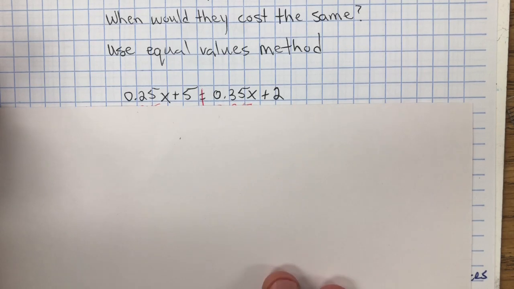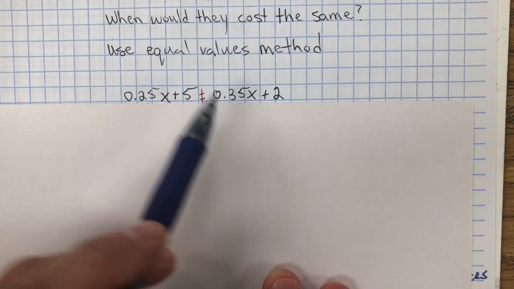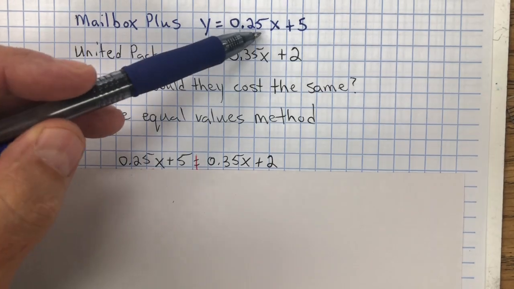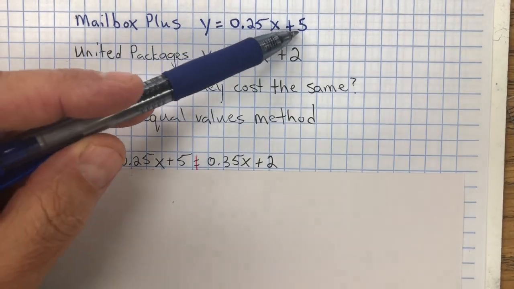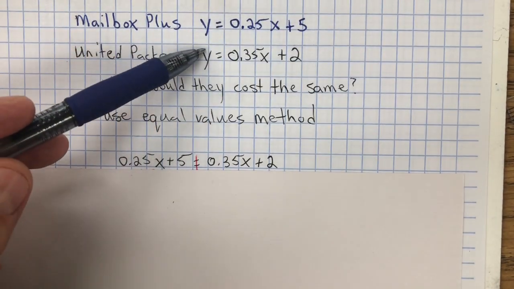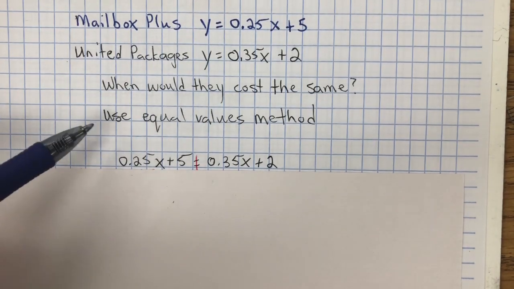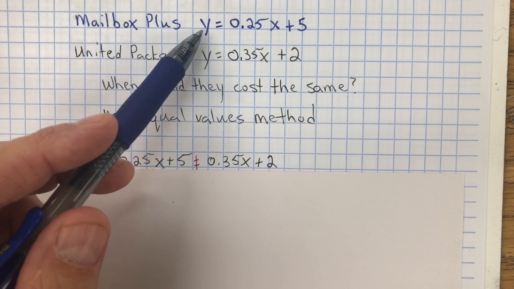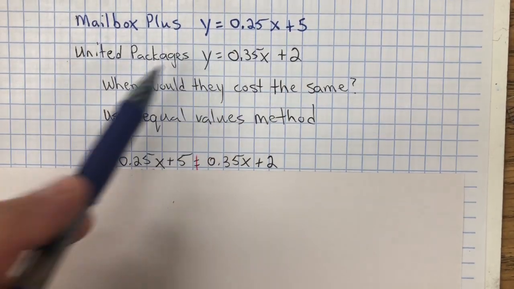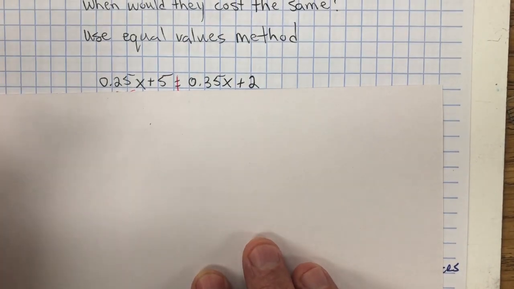And in order to do that, we set both of the equations equal to each other. If we go back up to here, if y equals .25x plus 5, well, I can take that value of y and substitute it into here. So I'm setting both equations equal to each other. You can only use equal values method when you have both equations in y equals mx plus b form. So now we're going to solve for x.